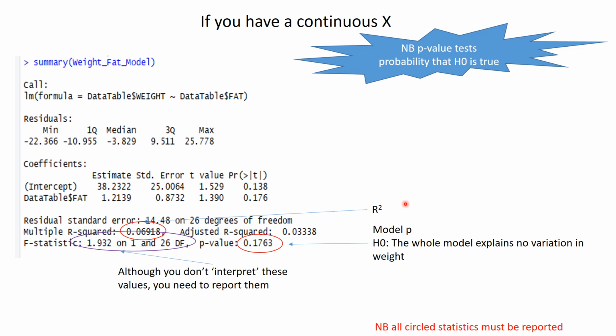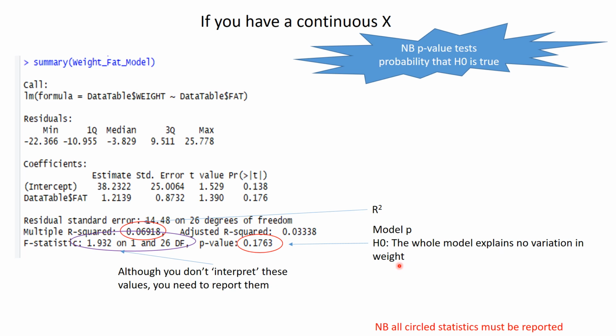The other important variable that we have here is our p-value. Remember that every p-value tests the probability of the null hypothesis being true. Right? Again, this can be converted to a percentage. In this case, it would be a percentage of 17.6. Right? So there is a 17.6% chance that our null hypothesis is true, and the null hypothesis here is that the model explains no variation in weight.